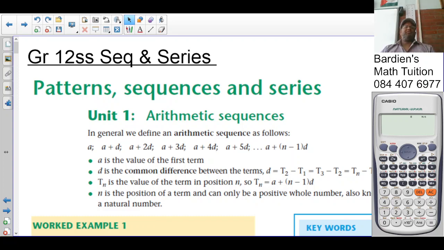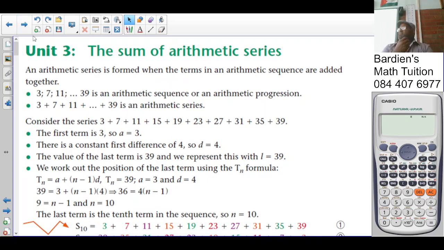Okay, good afternoon, class. So at this point, we're looking at sequence and series. We are busy with the sum of arithmetic series. Part of your homework was to read through this. So at this point, what is the difference between a sequence and a series?